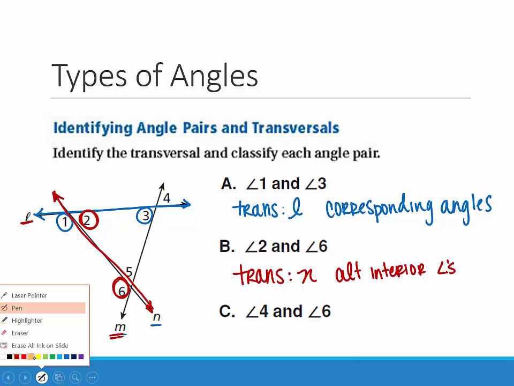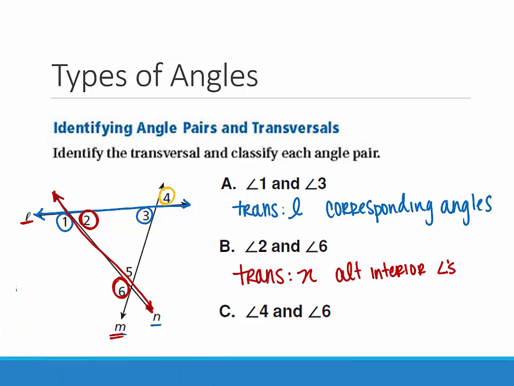And then finally, let's take a look at angles 4 and 6. So remember, the transversal is the one that cuts through them. So in this case, it's going to be M. And then we have to identify what is going on with these. So again, they're on opposite sides of our transversal, but this time they're on the outsides of our other two lines, L and N. So these ones are alternate exterior angles.